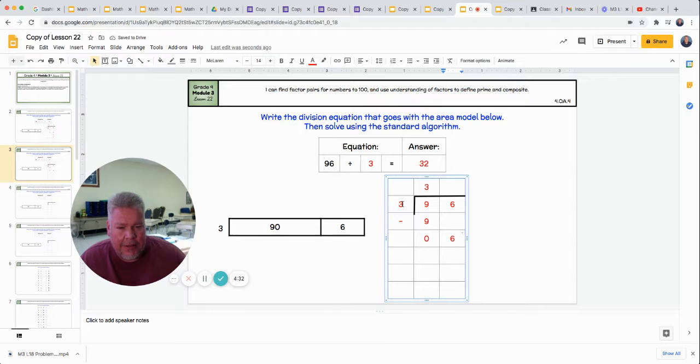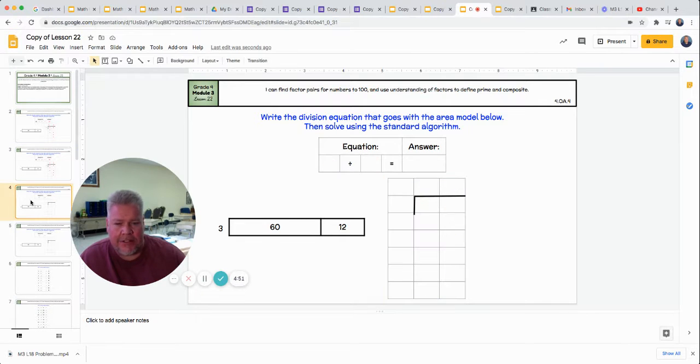How many 3s are in 6? There are 2 3s in 6. 2 times 3 is 6. We subtract, and we get 0. So 96 divided by 3 is 32, and that's what we decided. So we got it right.